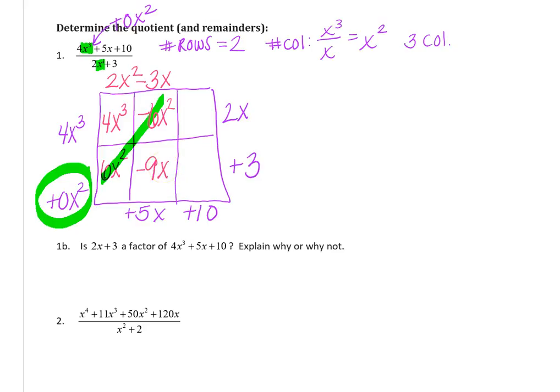And now we're going to look at the next set here. These two have to sum together to give you 5x. So 14x, if you were to add it to a negative 9x, will give you a positive 5x. So then lastly, 2x times 7 will give me 14x. 7 times 3 gives me 21.